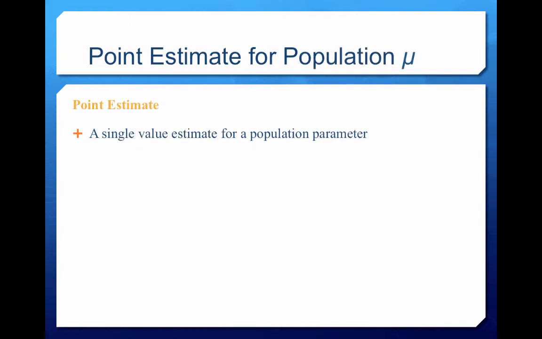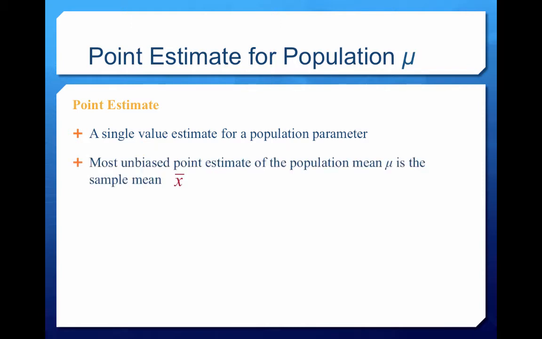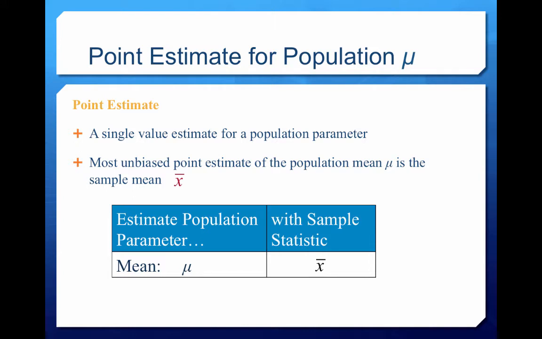All right, so what is a point estimate for the population mean? A point estimate is a single value estimate for a population parameter. The most unbiased point estimate of the population mean mu is going to be our sample mean x bar. This is just fancy math talk for saying we're going to use the sample mean to build a fence of confidence around where we think the population mean might be.